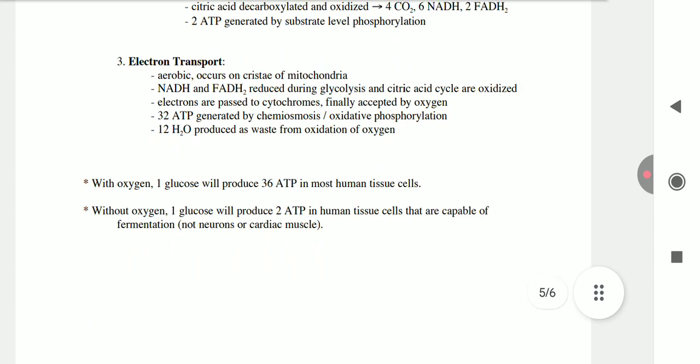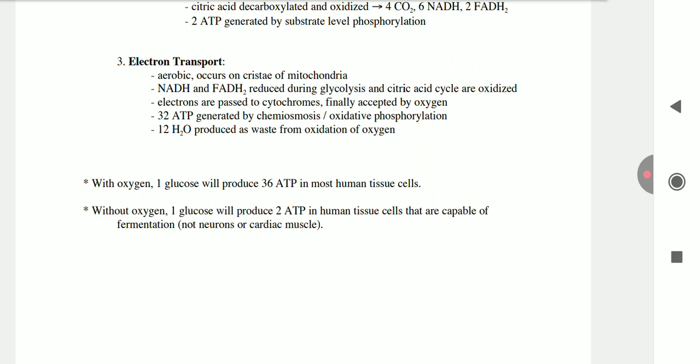Third, electron transport. Aerobic, occurs on the cristae of the mitochondria. NADH and FADH2 reduced during glycolysis and the citric acid cycle are oxidized. Electrons are passed to cytochromes, finally accepted by oxygen. 32 ATP are generated by chemiosmosis, oxidative phosphorylation, and 12 water are produced as waste from oxidation of glucose.